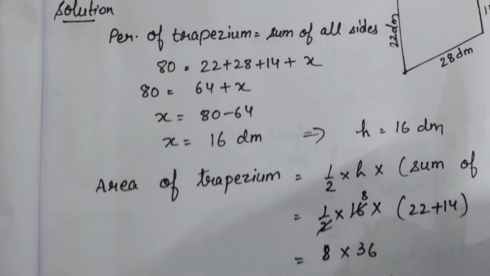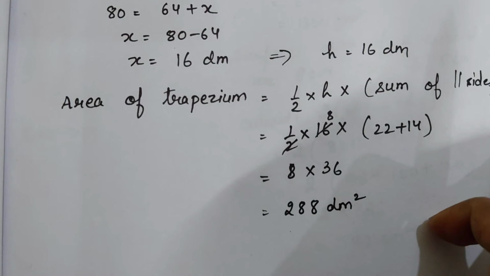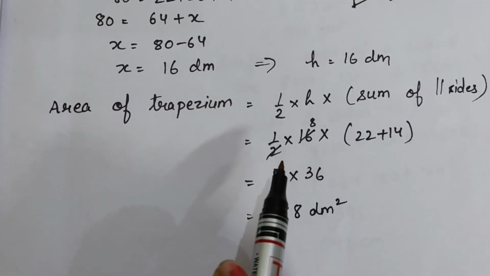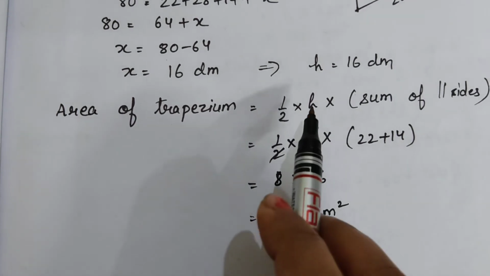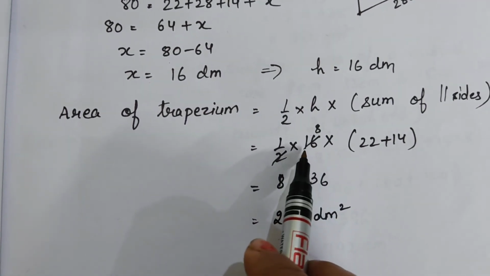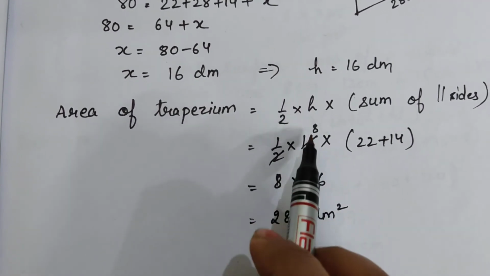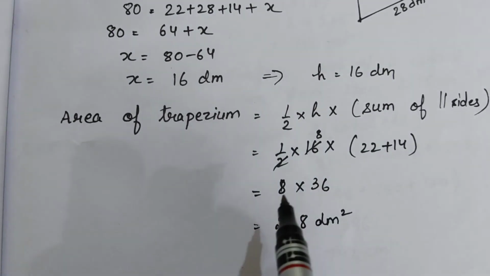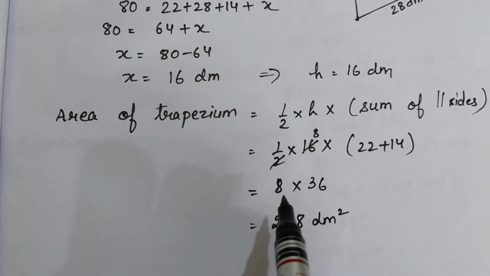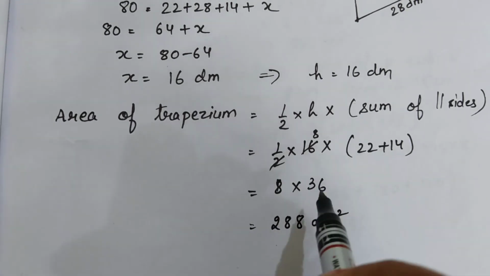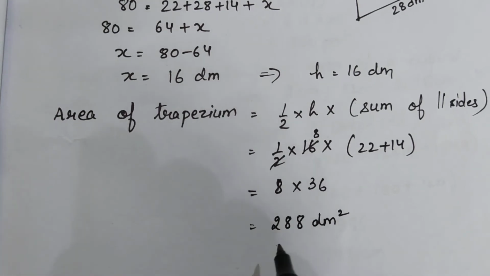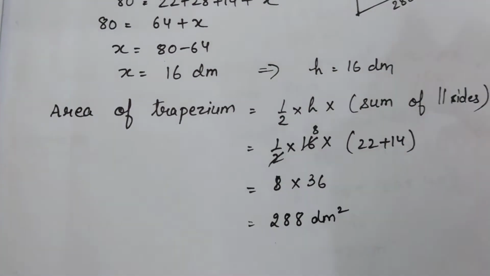Now find out the area of trapezium through half into h into sum of parallel sides. Half into h, h is 16. So we use 16 in the place of h, and parallel sides are 22 and 14. So 2 8s are 16. Now 8 into 22 plus 14, which is 36. So 8 into 36 is 288 dm square, and this is your area of trapezium.